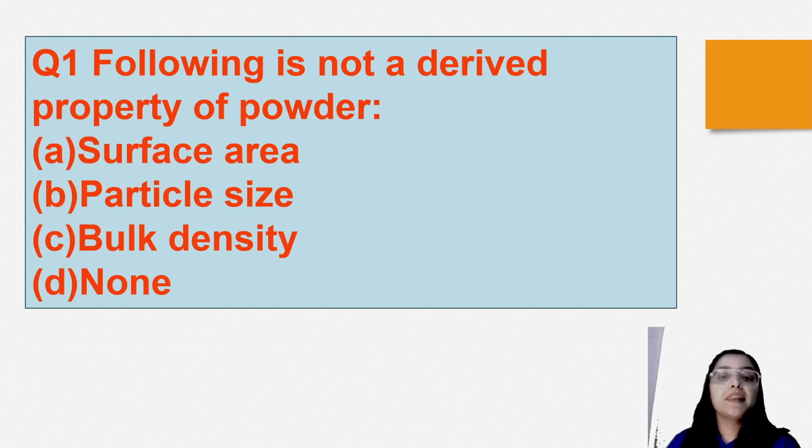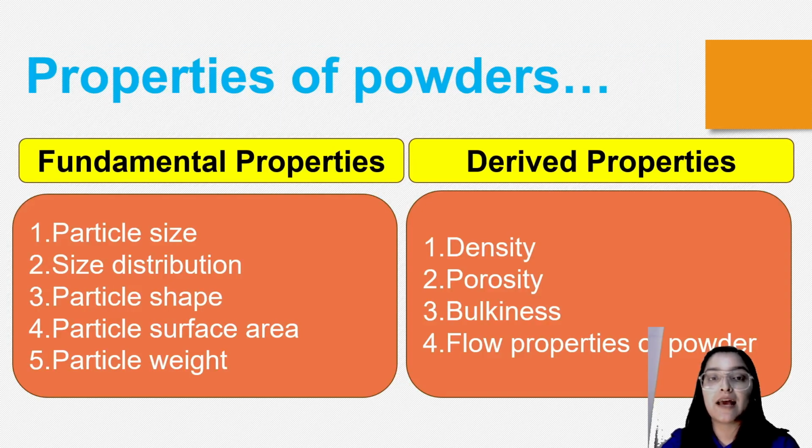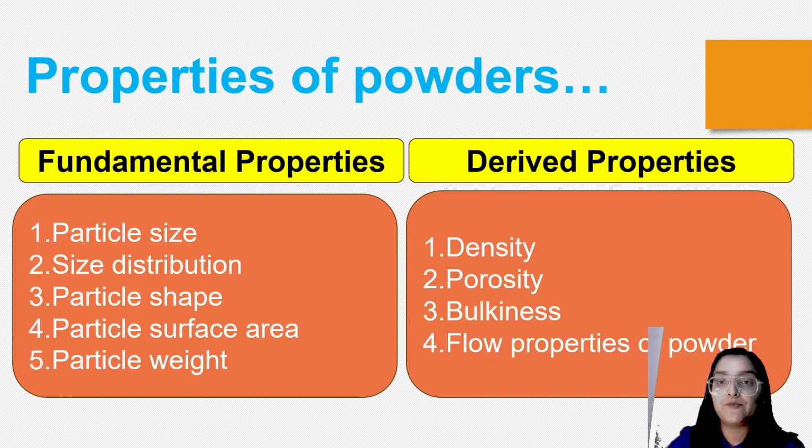Okay students, now the answer is C, bulk density, right? You might have seen the table that I showed you at the start that includes the fundamental properties as particle size, size distribution, shape, surface area, volume and weight, and the derived property includes the density, right? It is mentioned there, density. So bulk density is a derived property. A lot of you might have got this correct also because it was an easy question from the first slide only, okay?